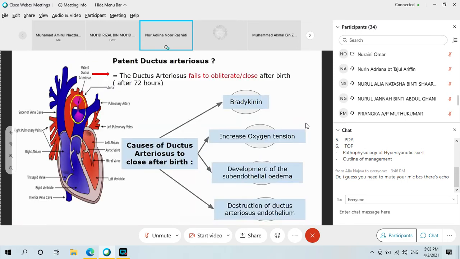So in patent ductus arteriosus, the ductus arteriosus does not close and fails to obliterate after around 72 hours. Usually the ductus arteriosus closes because of the presence of bradykinin and an increase in oxygen tension when the lung expands and the baby cries, and then destruction of the ductus arteriosus endothelium, where the endothelium migrates to the subendothelium, creating mounds and later obliterating the ductus.